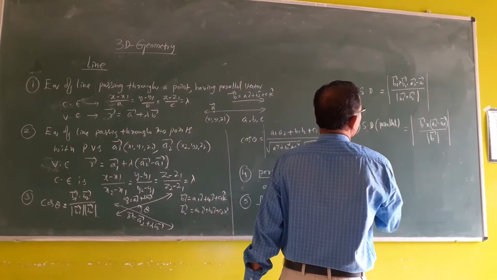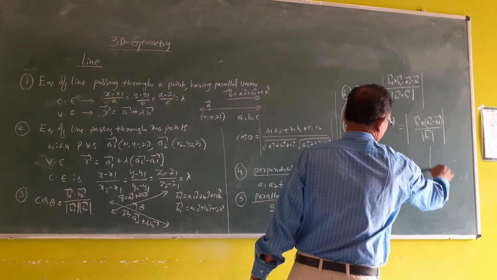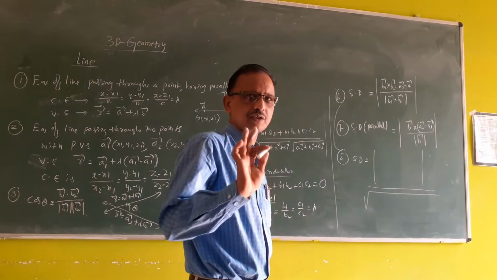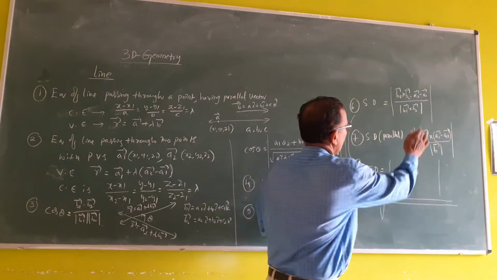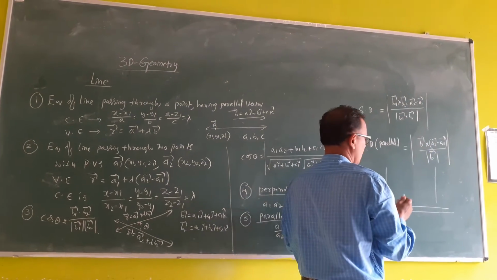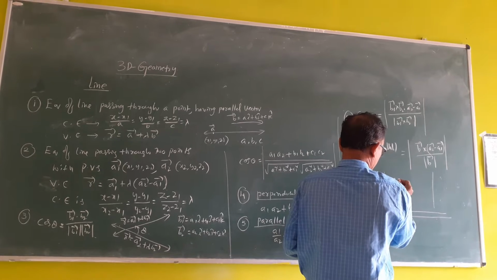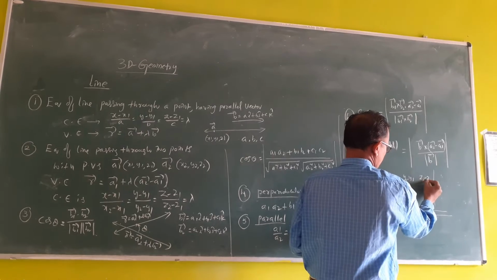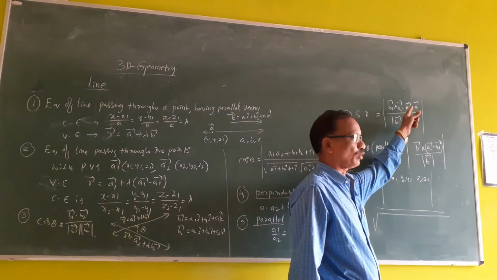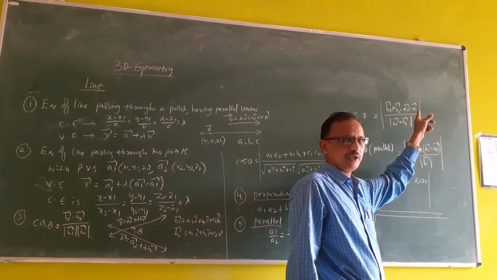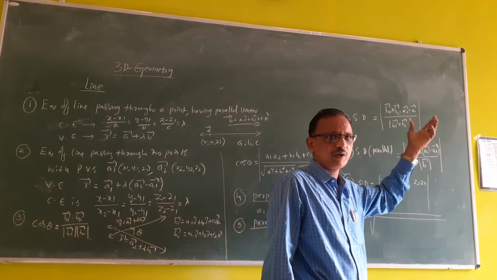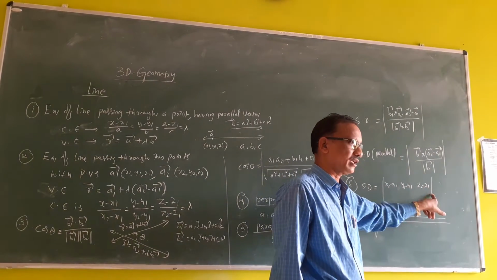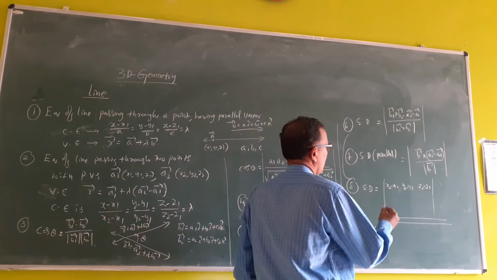Shortest distance. Just listen here. How to see a2 bar minus a1 bar? That is x2 minus x1, y2 minus y1, z2 minus z1. So these coordinates are a2 minus a1. a2 is the second point, a1 is the first point. Okay, a2 minus a1, we have these direction ratios of a2 minus a1 bar, right?